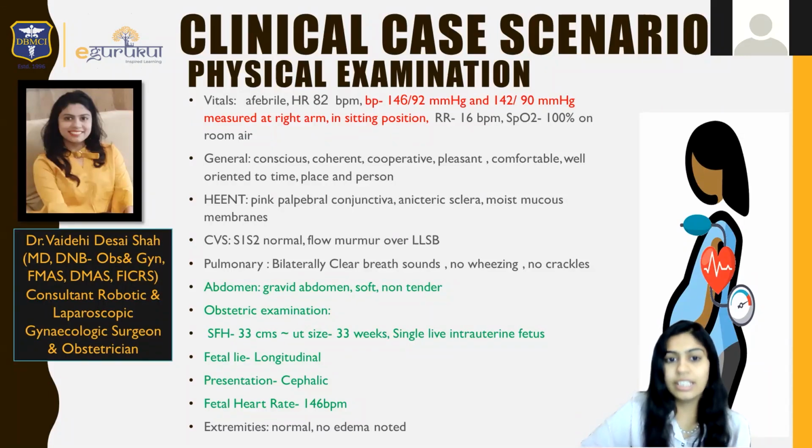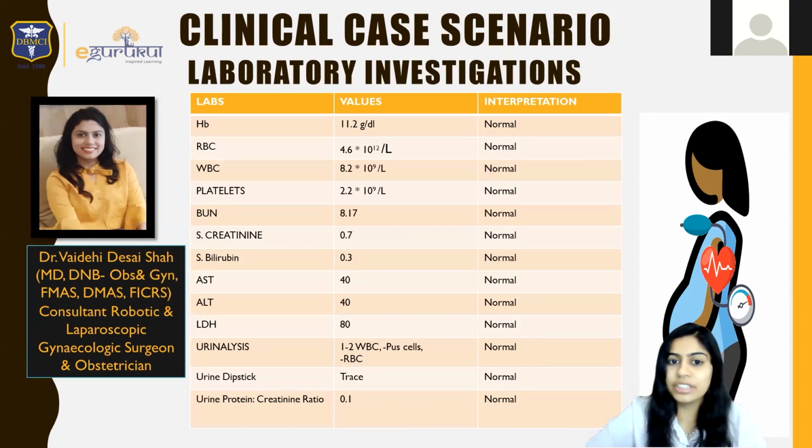Now let us see the laboratory investigations. The CBC was normal. Platelets were also normal. RFTs, that is renal function tests, were normal. Liver function tests were also normal. Urinalysis was normal. There was no proteinuria even in the urinalysis, right? So the urine protein to creatinine ratio was also normal. So in a nutshell, everything was normal on the examination, whatever we had done, except headaches, blurring of vision, and hypertension.